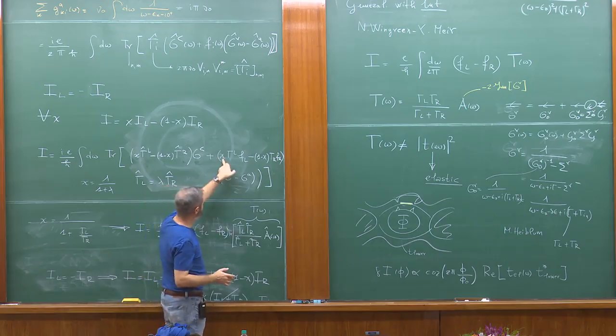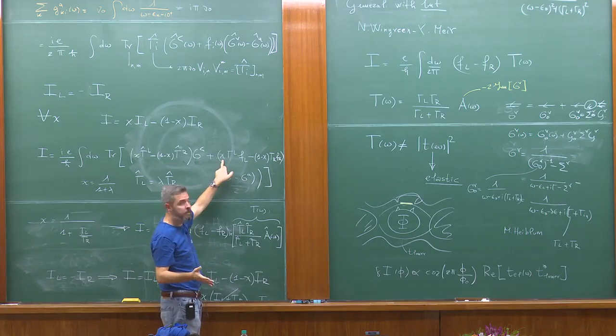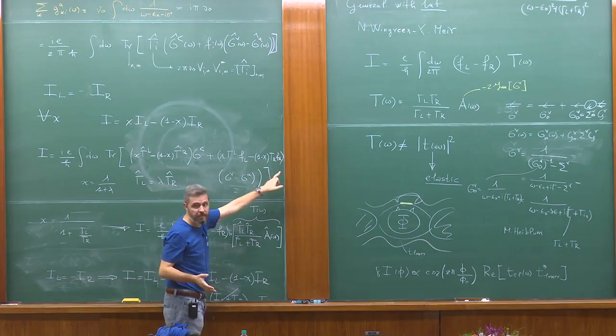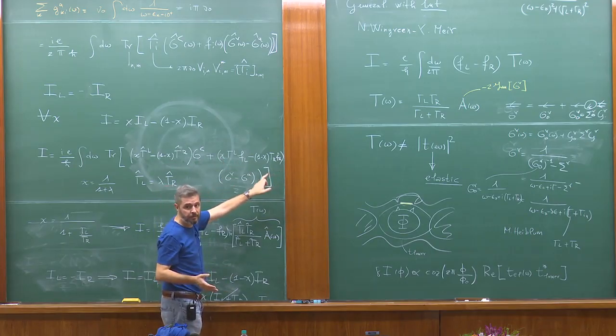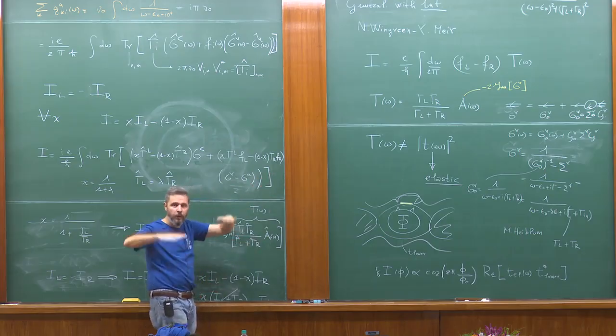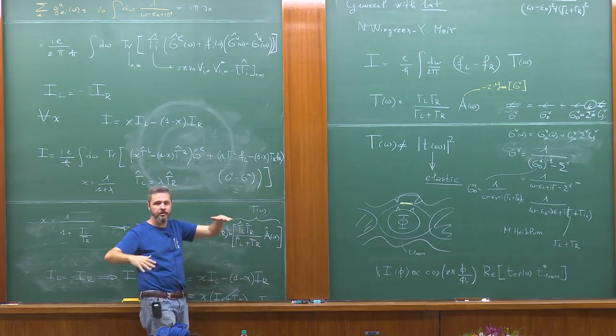Because here you're weighting stuff in a different way, you see, when you put a different x. It's not just gamma left minus gamma right. It is a different weighted average of these two guys.